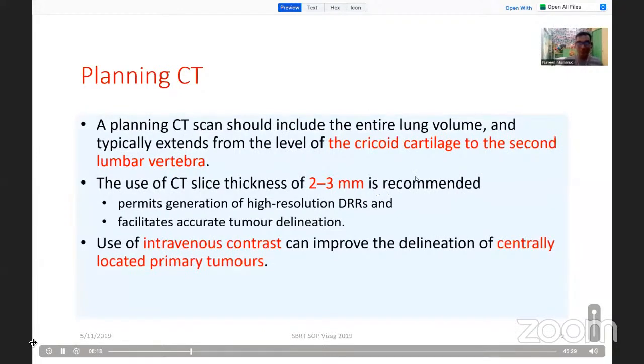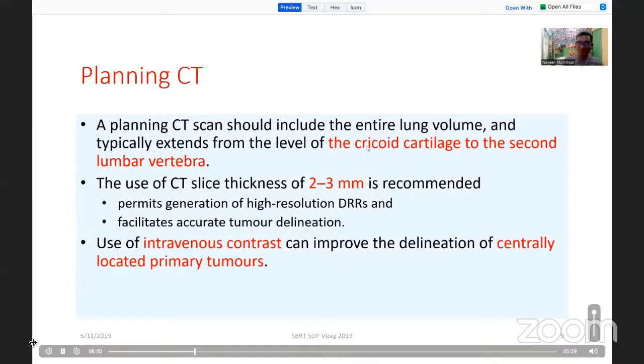But again, I would recommend doing at least a 3 millimeter CT slice thickness as much as possible, because this allows you to generate high resolution DRRs later, which you could use for your online matching. And also it obviously helps you delineate the tumor better. But you make sure that whenever you're doing your CT scan, you're covering the entire lung.